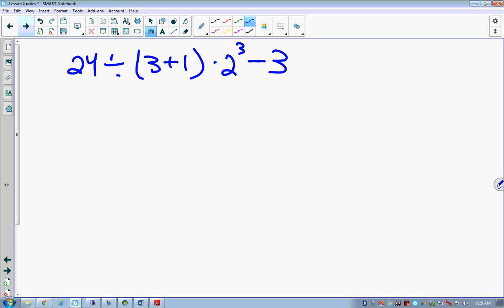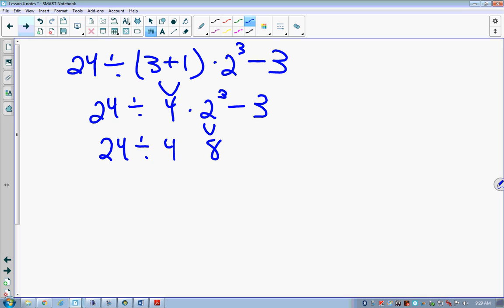Okay, Anthony, what's your first step? Parentheses, so what is that? 4, okay? 4, what do I do next, class? Bring everything down. 24 divided by 4 times 2 cubed minus 3. Okay, Caden, what's next? The exponent, so 2 cubed, right? What is 2 cubed? 8, right? So that just comes down as 8. So 24 divided by 4 times 8 minus 3.